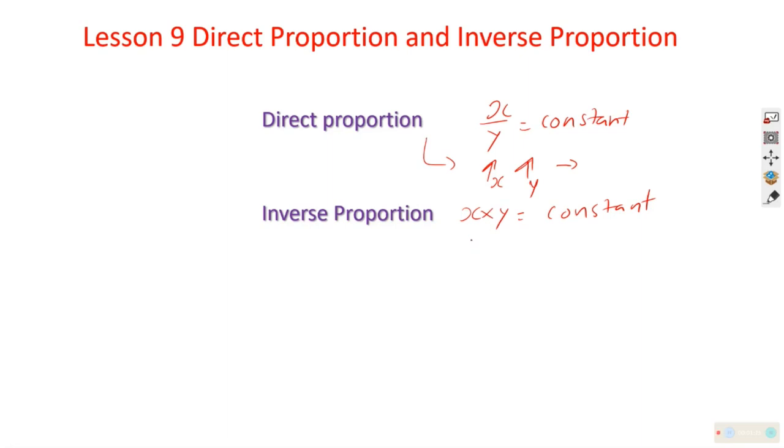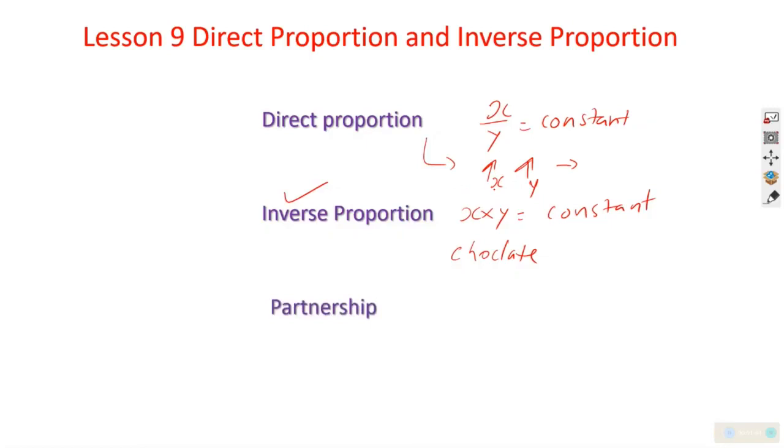Here, when one is increasing, the other will be decreasing, then we call it inverse proportion. It was explained with the help of chocolate distribution on a birthday. The more friends coming, the less chocolate they will get each. If fewer friends are coming, they will be getting more chocolate, two chocolates each. That means one number decreases, the other number increases. Such data comes under inverse proportion.